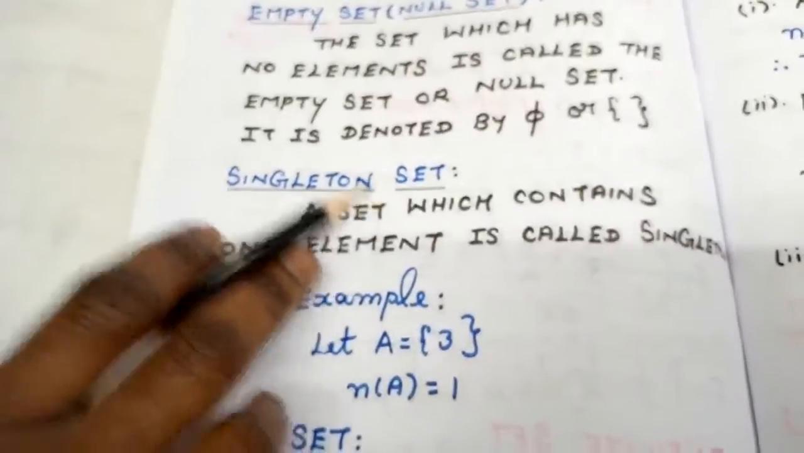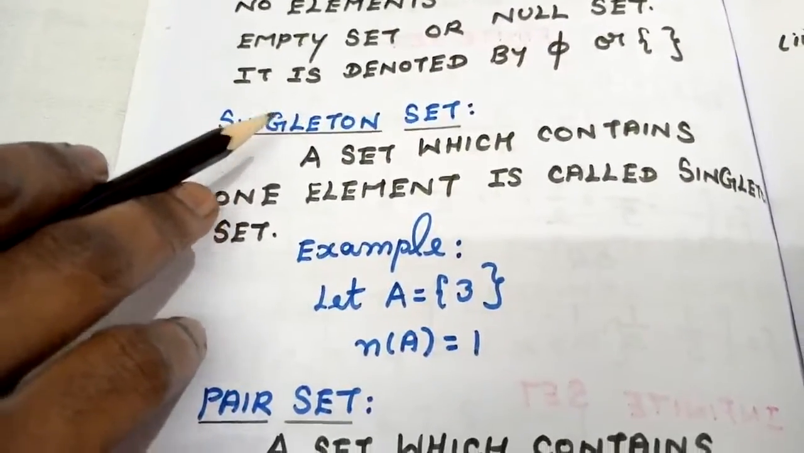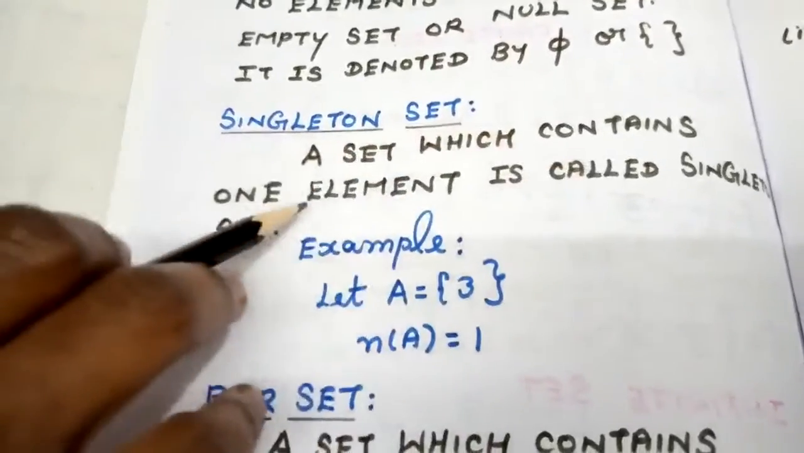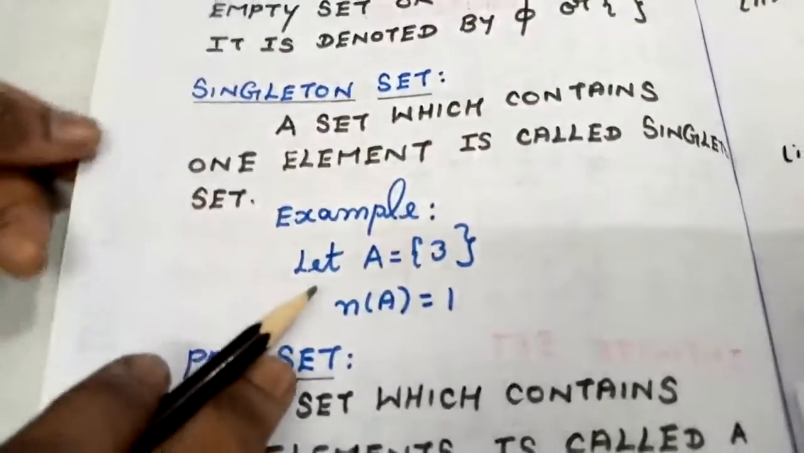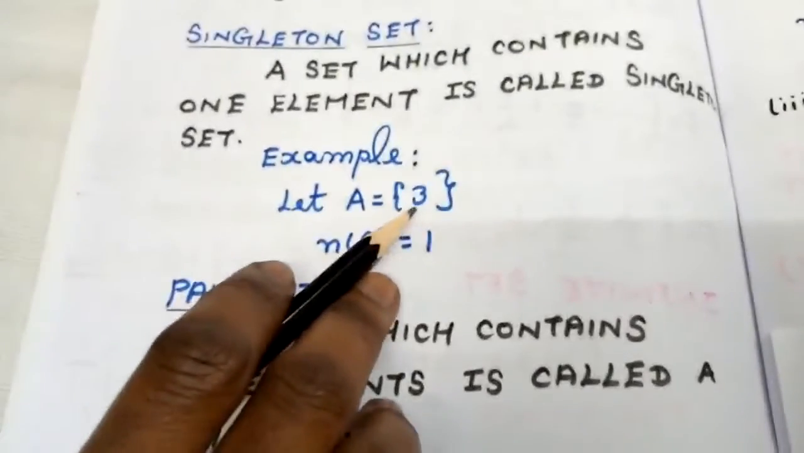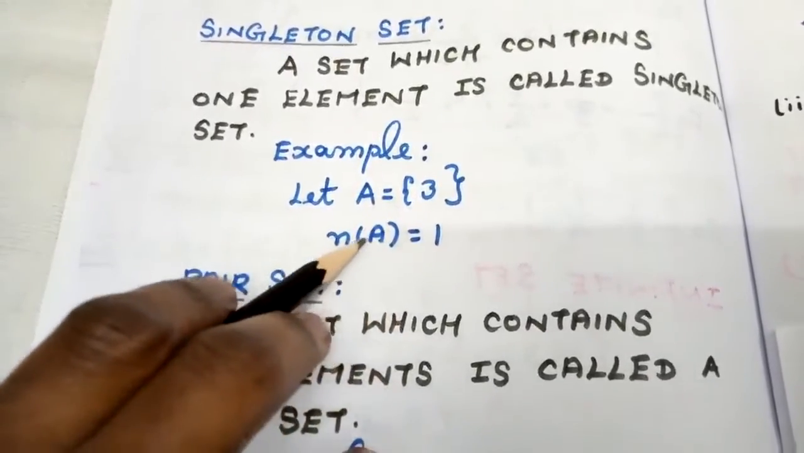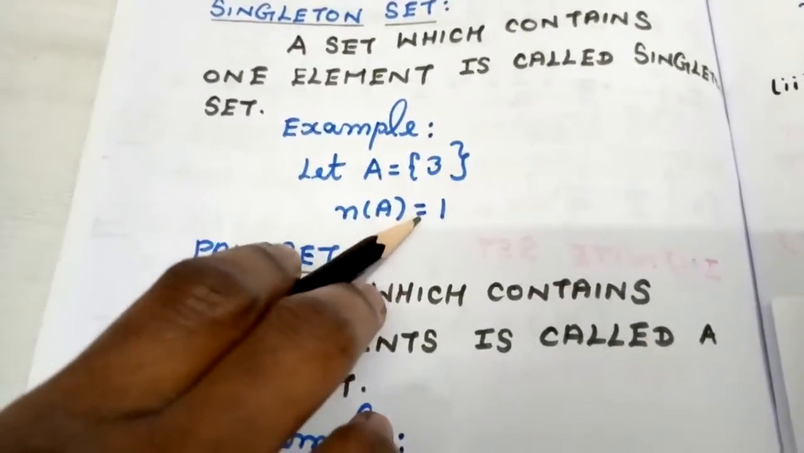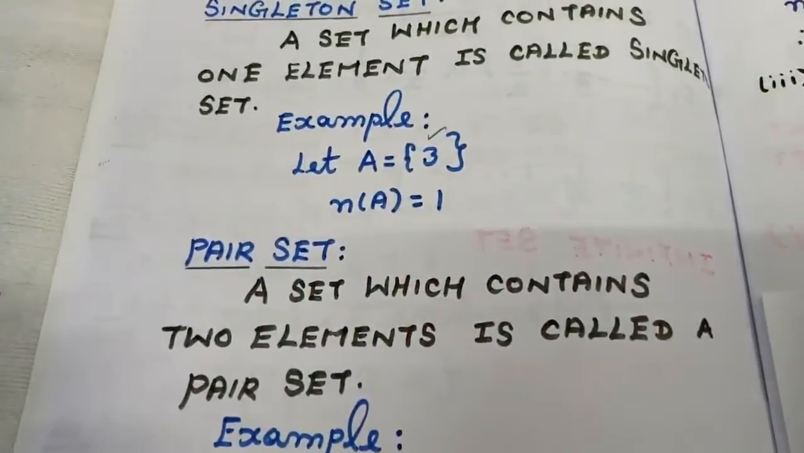Singleton set. The next definition. The meaning of singleton: single means one. A set which contains one element is called singleton set. Example, you are going to take a set here. The value inside that set is 3. If I count the number of elements inside that set, you will be having it as 1, because I am having only one value, one element inside.